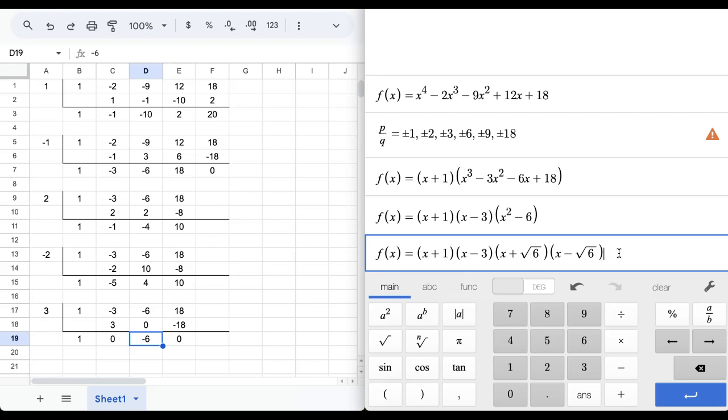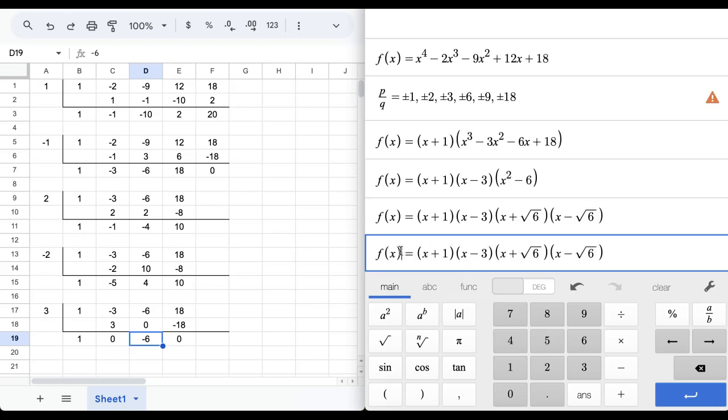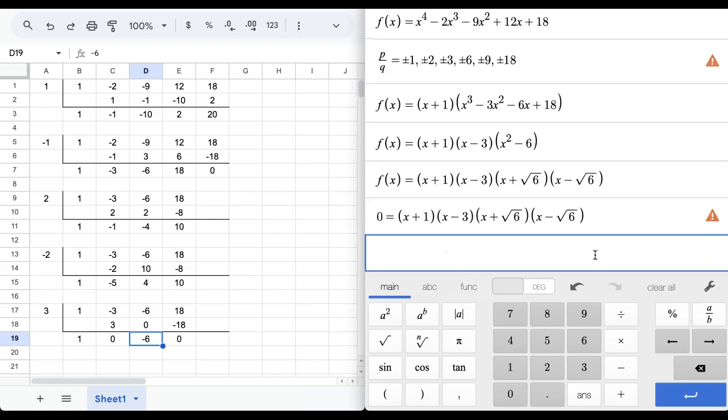And there are all our zeros, right? If I make your function value 0, your zeros should be a list of negative 1, positive 3, negative root 6, and root 6. Okay, so I'm listing the zeros: negative 1, positive 3, we have a negative root 6, and a positive root 6. And those should be your answers.